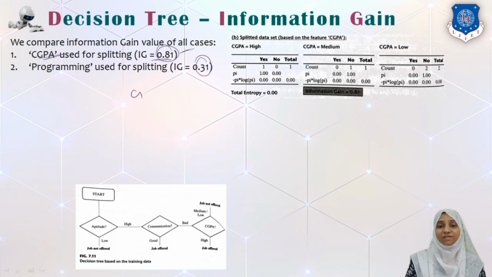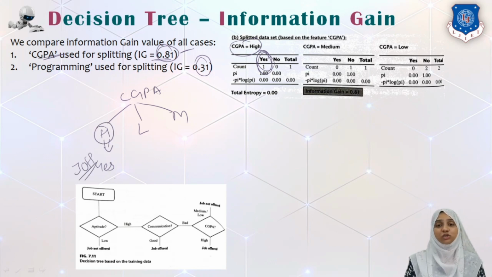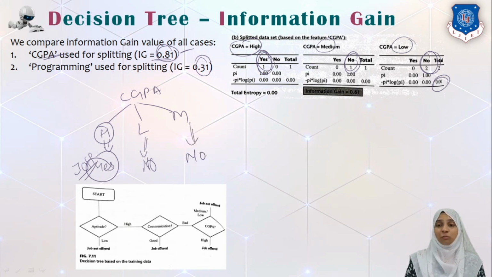But before we make CGPA our partition, it can have three different branches. As we know, CGPA can be high, it can be low, or it can be medium. If CGPA is high, it is always classified as yes for job offered. Okay, so if CGPA is high, job will be offered. Yes, output will surely be there. If CGPA is medium, output is always no. That means job offered will always be no. And if CGPA is low, again entropy is zero. So as you can see, the value is always no. So CGPA is low, output value will always be no.